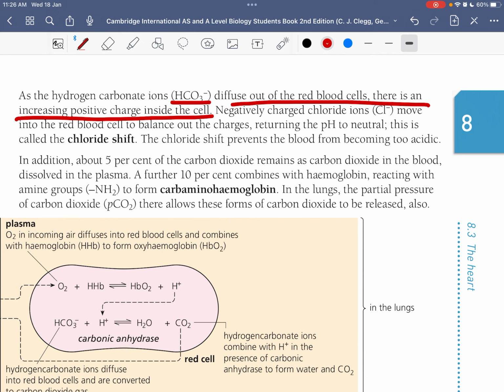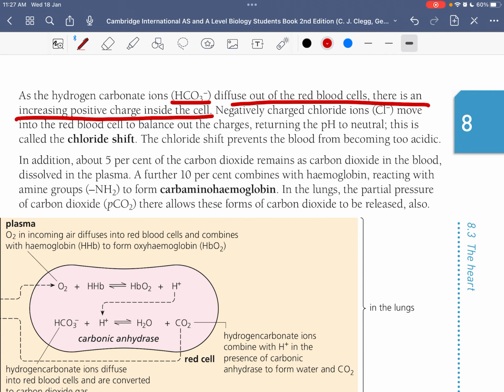Yes, they should technically quickly combine with hemoglobin to produce hemoglobinic acid, but there is a chance that there might be an accumulation of H plus ions. So just to minimize the possibility of a buildup of intracellular positivity, we have these negatively charged chloride ions which will move into the red blood cell to balance out all these differences in the charges, or the potential difference, across the surface of the red cell membrane, returning the pH to a neutral value, right?